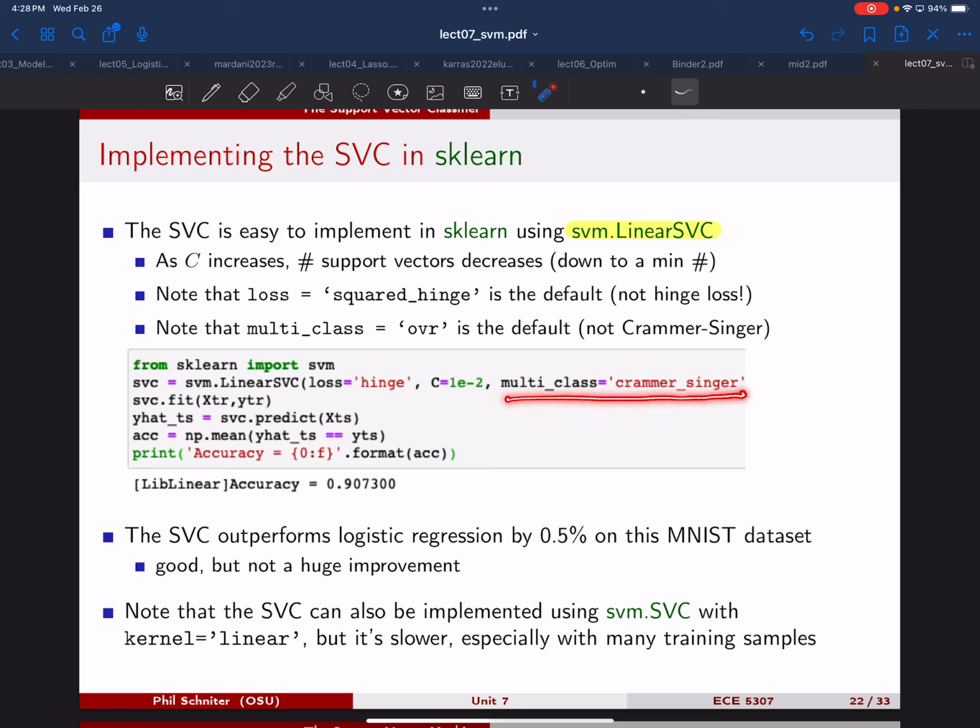Another interesting thing is that you have a choice in the loss function. So what we've been talking about would be using the hinge loss, but it turns out that is not the default option. The default option is actually the squared hinge. So let's go back and look at this picture to see why that might be. Okay, so here's the picture of the hinge in blue.